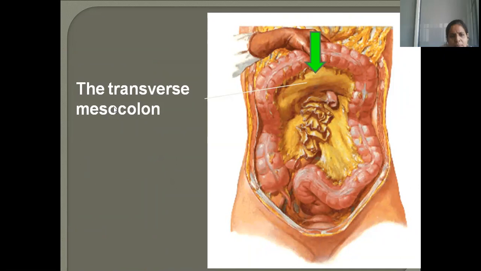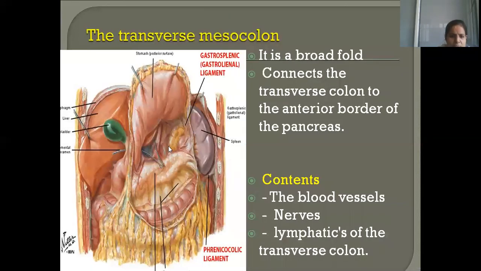Meso means peritoneum. The fold of peritoneum which is covering the transverse colon is called transverse mesocolon. Is it clear, beta? Now, transverse mesocolon: below the greater omentum, the fourth layer of the greater omentum has continued, and we know it has covered the transverse colon and its further journey is now called transverse mesocolon. So it is a broad fold of peritoneum which is covering the transverse colon.